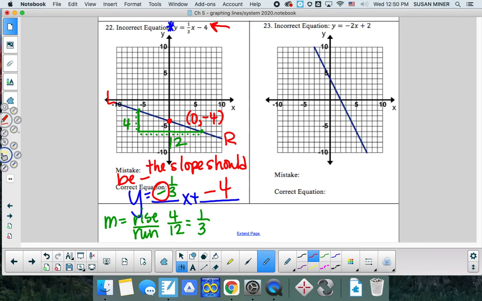All right, a good idea would be maybe pause the video now and try this next problem and see if you can identify the mistake. Then come back and check your work. So pause the video now and try the next one on your own to see how you do.